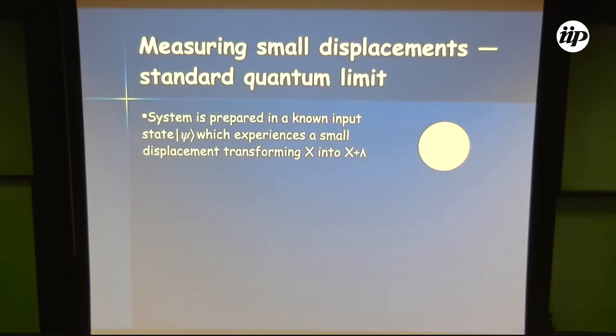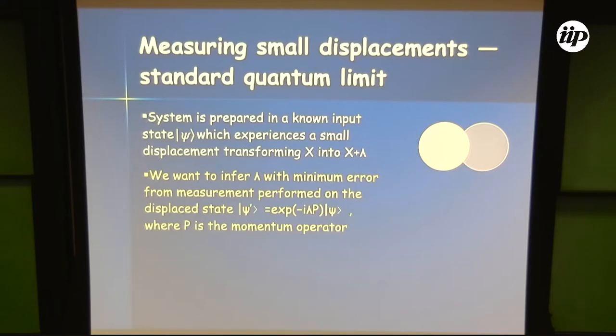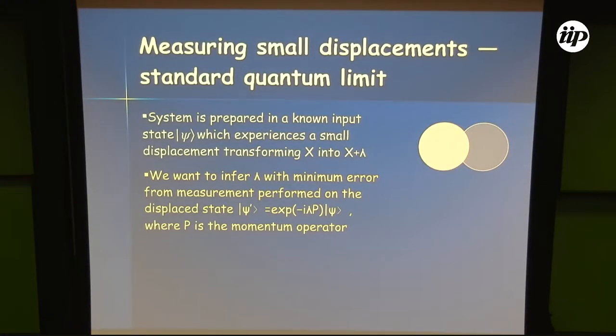Displacement transforming x into, say, x plus lambda. And I'm very happy about this animation. It took me more time to do it than to write the content of the slide, actually. I hope you appreciate it. And now we want to infer lambda with minimum error from measurement performed on this displaced state.